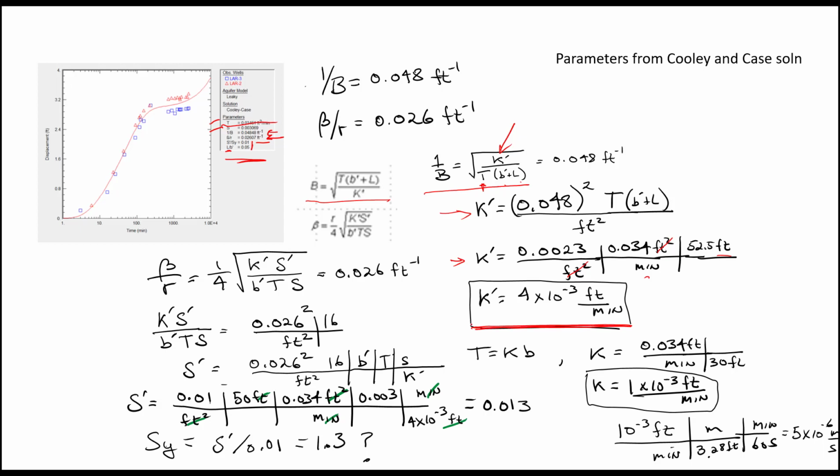I can get the hydraulic conductivity of the aquifer because I'm given the transmissivity up here, and I know the thickness, so I can take the definition of transmissivity and solve for the hydraulic conductivity. And I get that it's this value, a little bit less than the hydraulic conductivity of the saprolite.